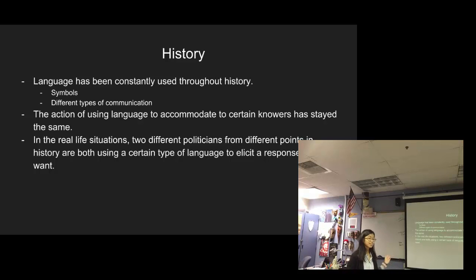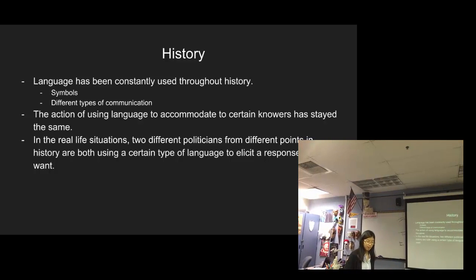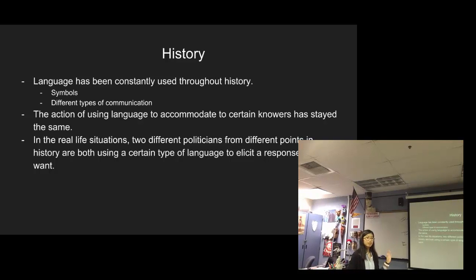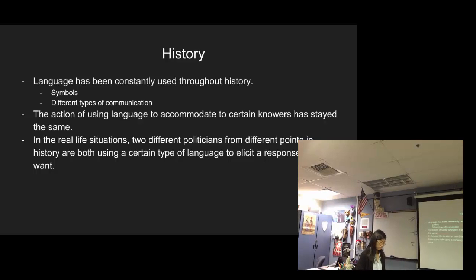So going back to our real life situations, the politicians are using a certain language in order to gain what they want, despite being from two different time periods. The language that they're using is different. The politician in the first example used money as a sign of gaining their voters, and Hitler used threats in order to gain what he wanted.